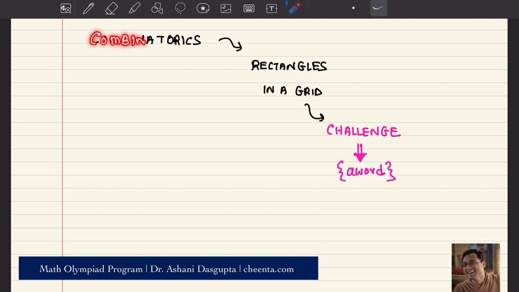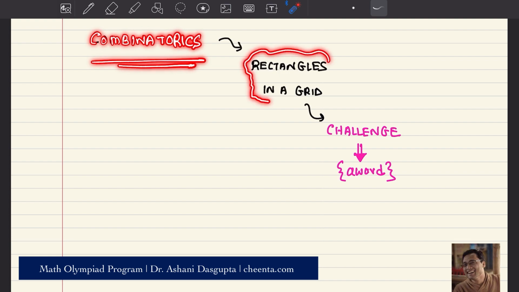Today, we will be discussing something related to combinatorics. It's a very beautiful part of mathematics. We will talk about a very specific problem, counting rectangles in a grid. After the problem, I will also give you a challenge. So look out for that.